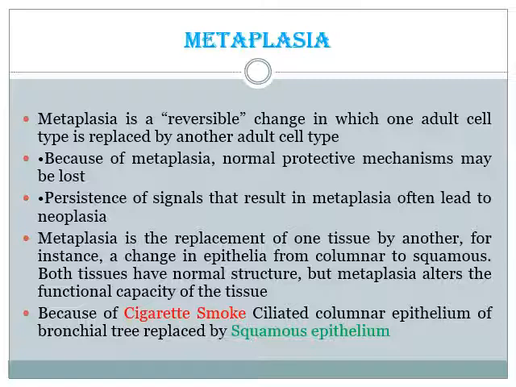For instance, a change in epithelia from columnar to squamous. Both these tissues have normal structure, but metaplasia alters the functional capacity of the tissue. For example, in the case of cigarette smoking, the ciliated columnar epithelium of the bronchial tree of the lungs is replaced by squamous epithelium.